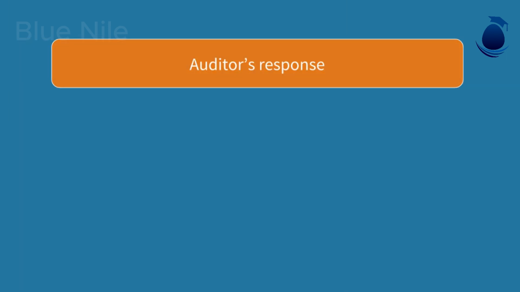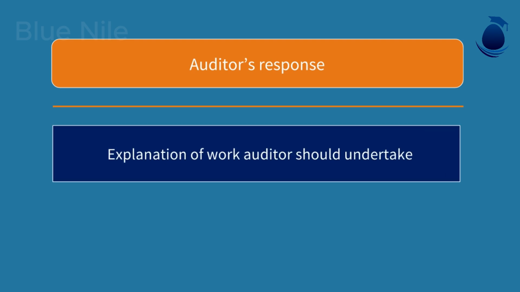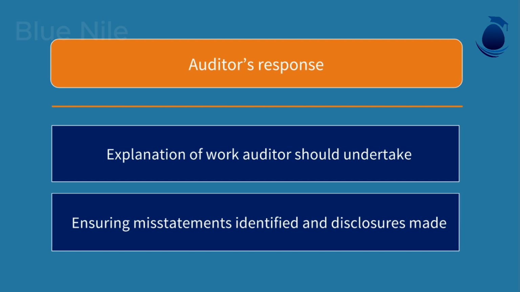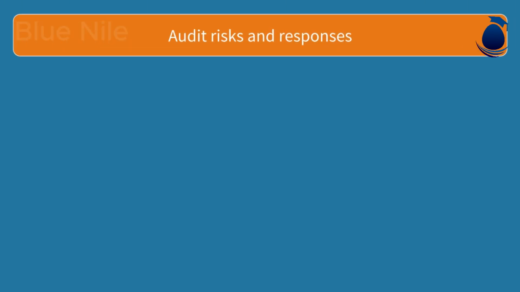We should then describe the auditor's response to such a risk. This would be an explanation of the type of work the auditor would need to do to ensure misstatements are identified and that disclosures are sufficient and appropriate. Now, based on my review of the scenario, let's go through my 5 audit risks and responses.